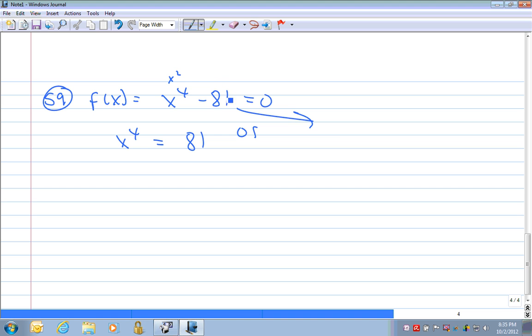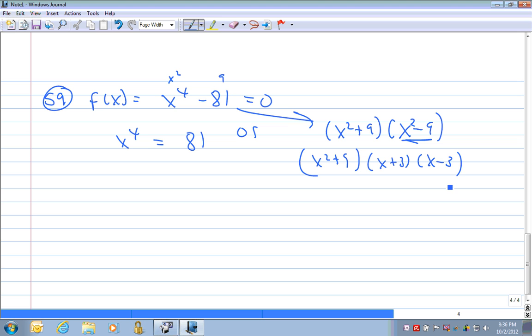The base of this is x squared. The base of this is 9. So if you factored that, you would have had x squared plus 9 and x squared minus 9. Then you could have factored this one again. The x squared plus 9 you really can't factor again because it's positive. But this you could have factored into x plus 3 and x minus 3. So your solutions would have been 3 and negative 3.